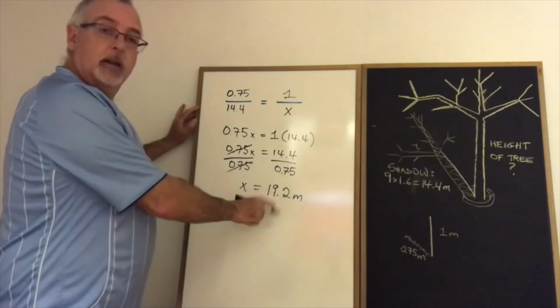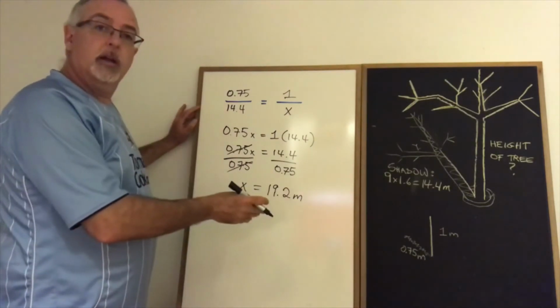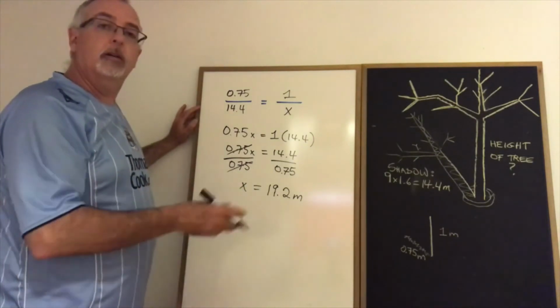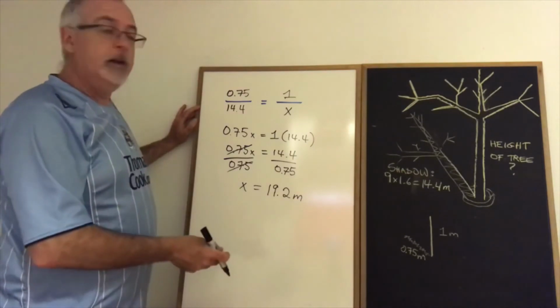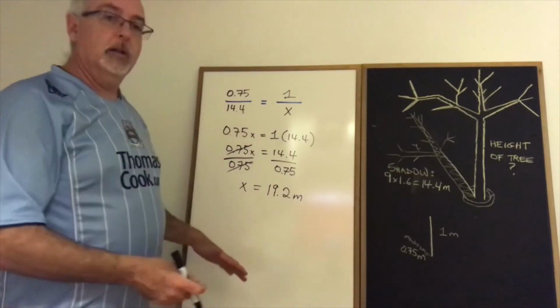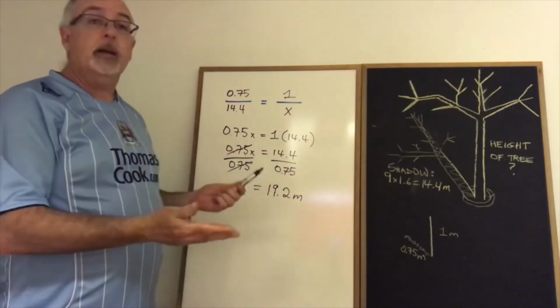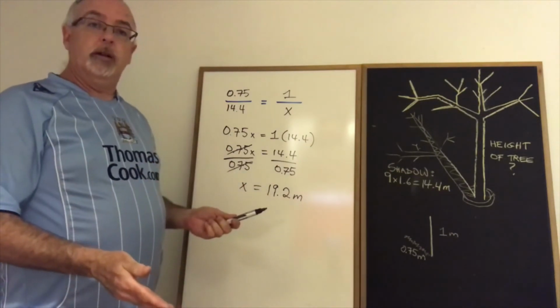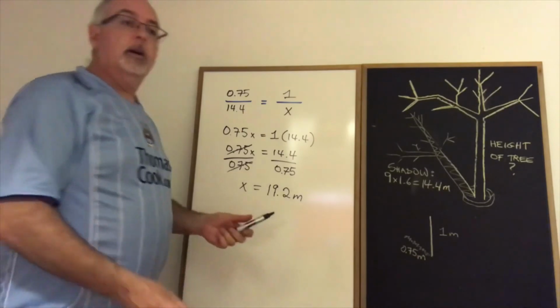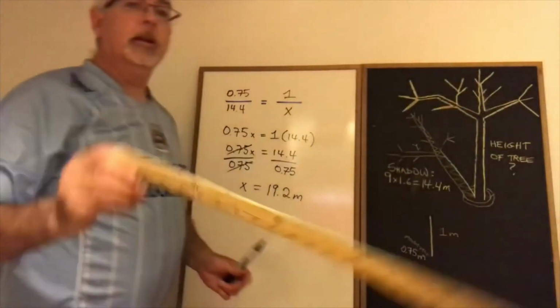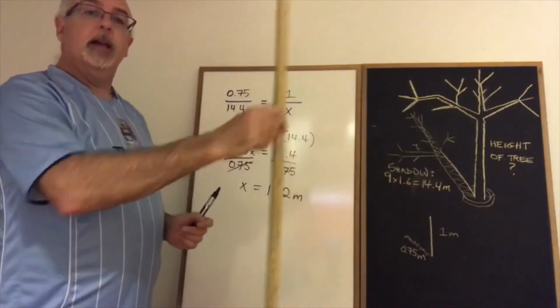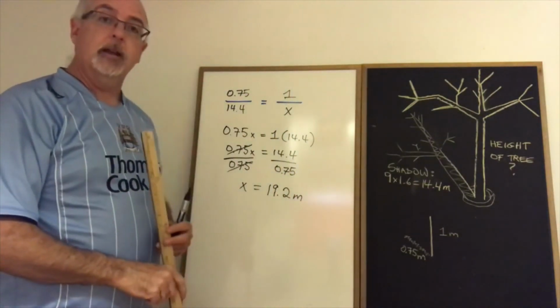I have calculated the height of the tree without taking the risk of falling off of a ladder or falling out of a tree. This is an extremely useful little trick because very often we need to know the height of objects that are so big it's inconvenient to measure them directly. But you can always find an object that you know the length of or can easily measure the length of and then compare shadows, so long as it's a sunny day.